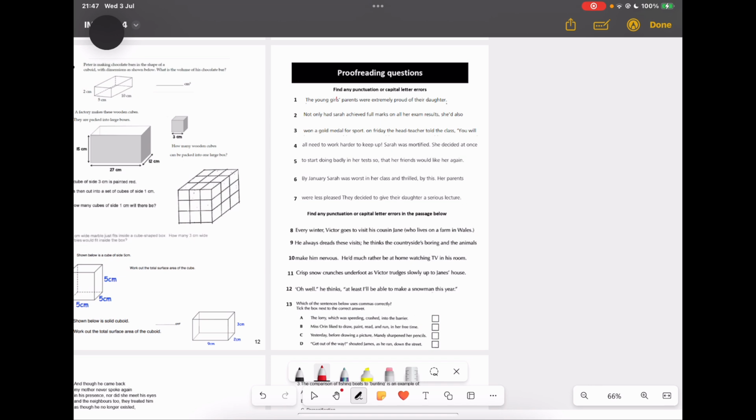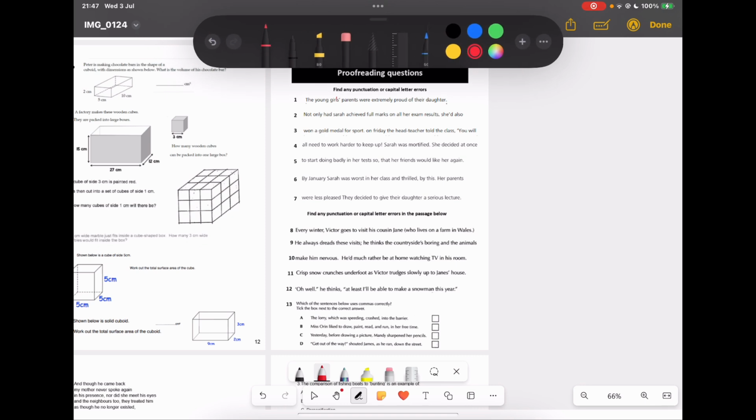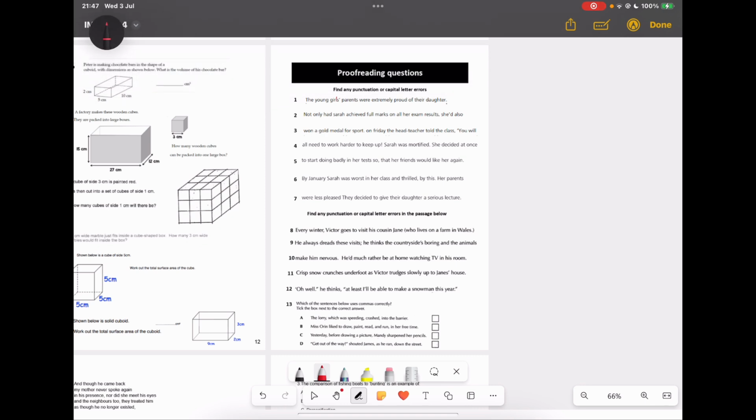Okay. Proofreading. So, the young girls' parents were extremely proud of their daughter. So, this one, we know that the punctuation or capital letter error is going to be in punctuation because they are referring to only one daughter here, and the apostrophe is after the S, but it should be before the S. So, the young girl's parents were extremely proud of their daughter. They are only referring to one girl.